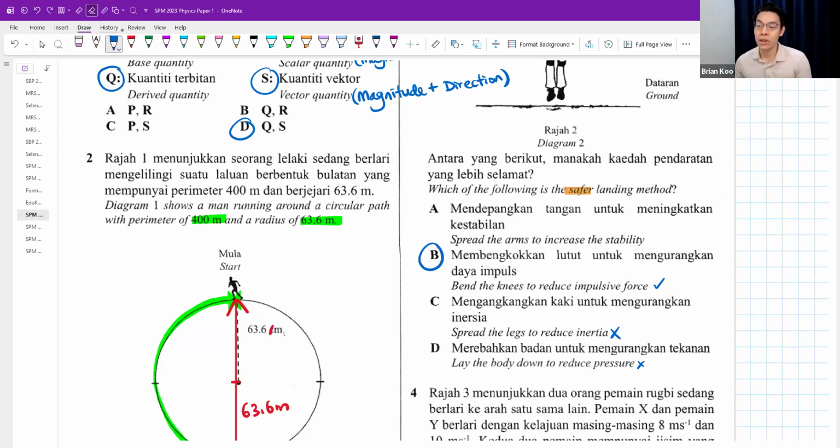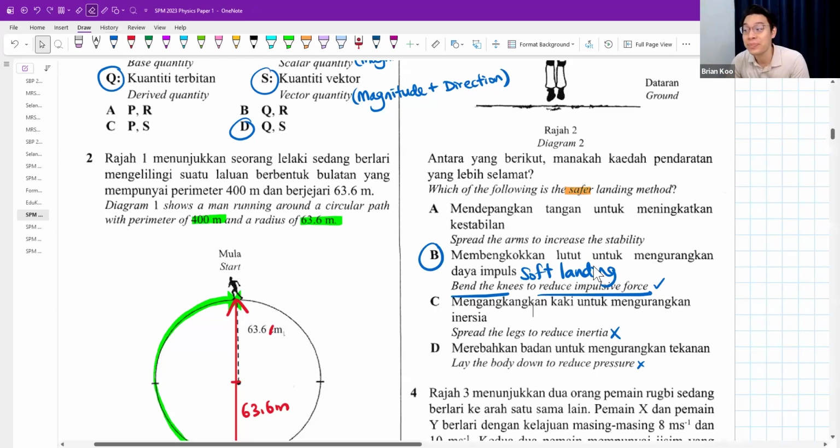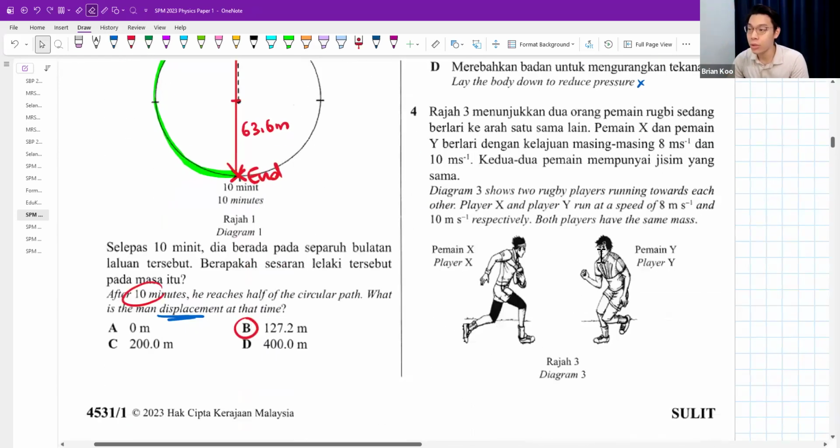Because bending your knees is what we call soft landing. And soft landing will help you to reduce impulsive force since when you bend your knees, it's like you are falling for a longer time. You don't just fall straight. You hit the floor and you continue falling because your knees are bent. This will increase the impact time and reduce the impulsive force. Answer is B. Okay, soft landing. So it won't hurt your knees.